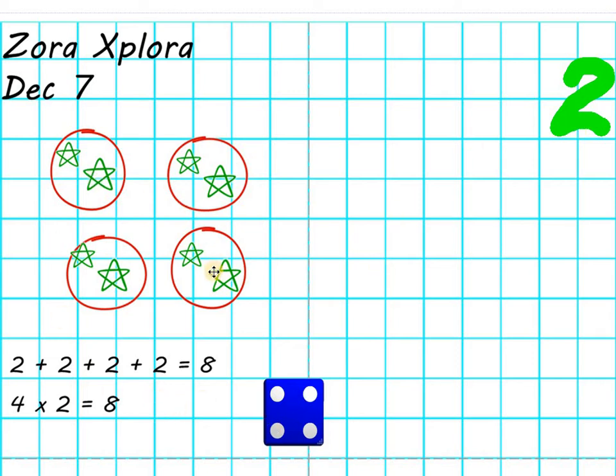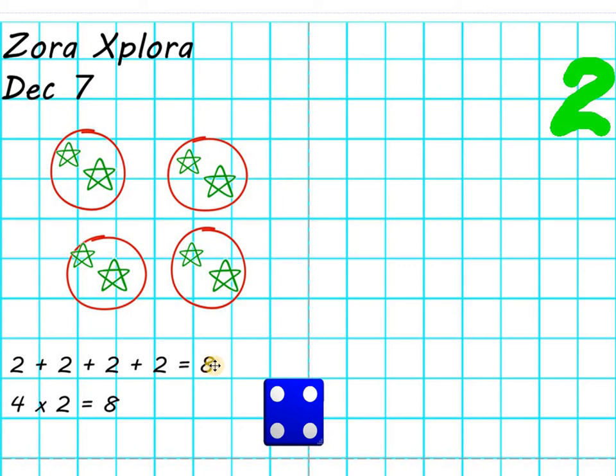After that, I wrote out the math. I can see that I have 2, 4, 6, 8 stars. And then I wrote it out. 2 plus 2 plus 2 plus 2 equals 8. And then I wrote the same thing as a multiplication sentence.